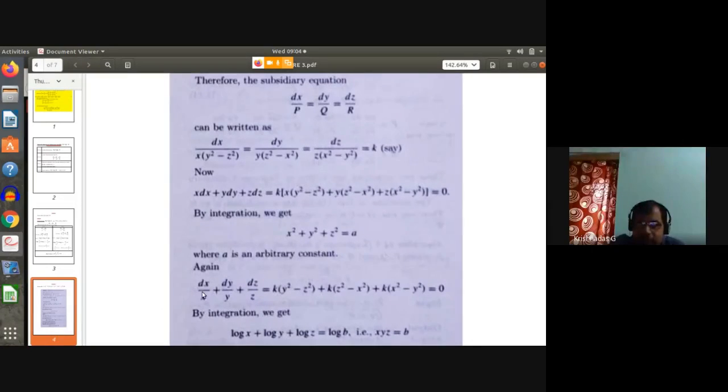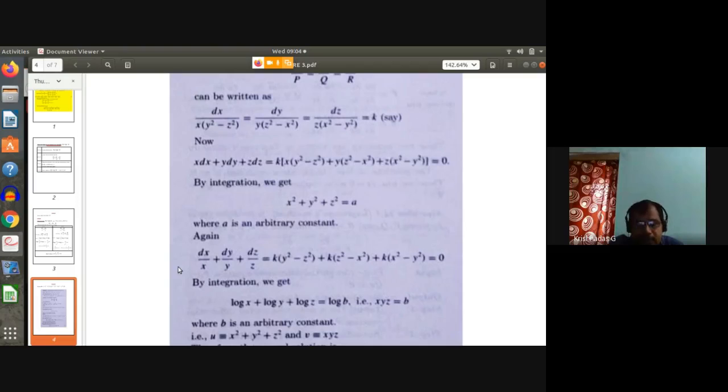In this case, dx by x plus dy by y plus dz by z is proportional to 0. So this is again variable separable. On integration, what do we get? Integral of 1 by x is log x. So log x plus log y plus log z equals a constant, which we may write as log b. So this is log of xyz equal to log b, that is xyz equal to a constant.